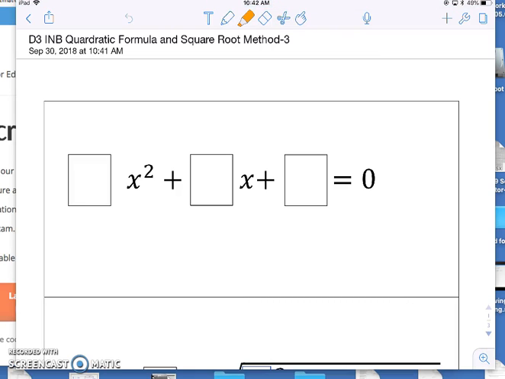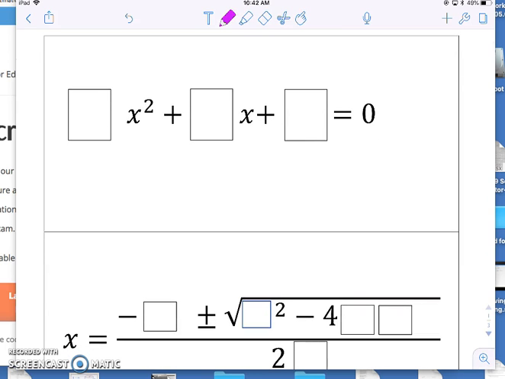Today we're going to look at two more methods for solving quadratics. Yesterday we looked at factoring. Today we're going to look at the quadratic formula and the square root method. The quadratic formula is the one you probably remember from last year. You used it quite often.